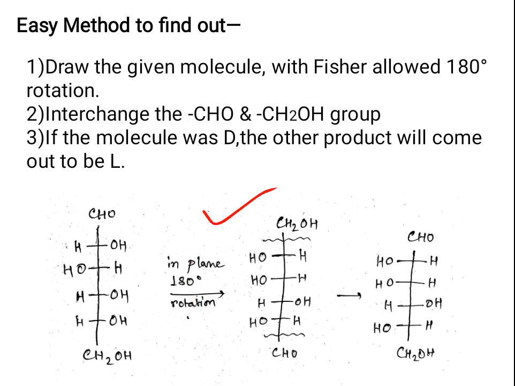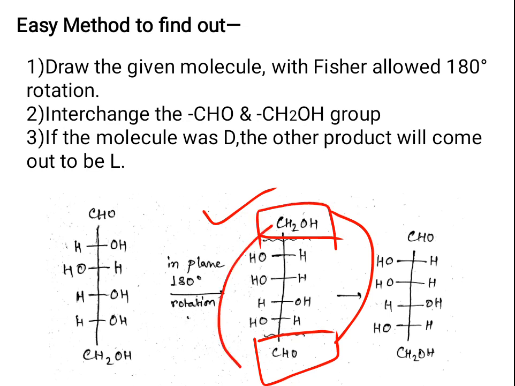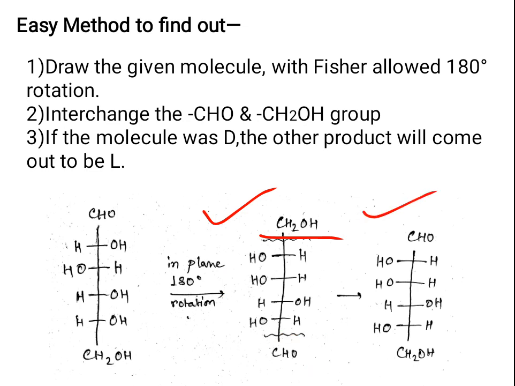So you will get this, and in the next step just cut it down and replace these two. This CHO group will come here and this CH2OH group will come here. So you will get this structure, which is actually L-glucose. As the former was D, after rotation it will convert into L. So this one will become L. This is L-glucose.